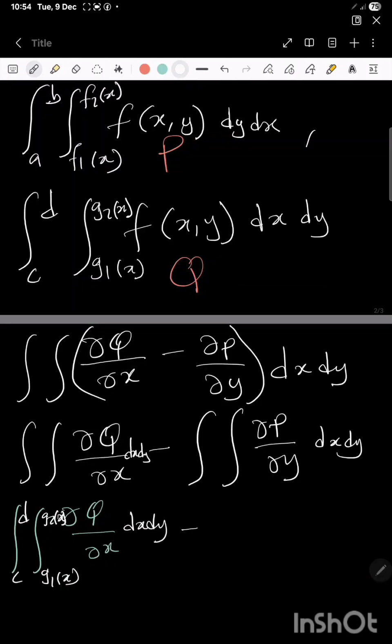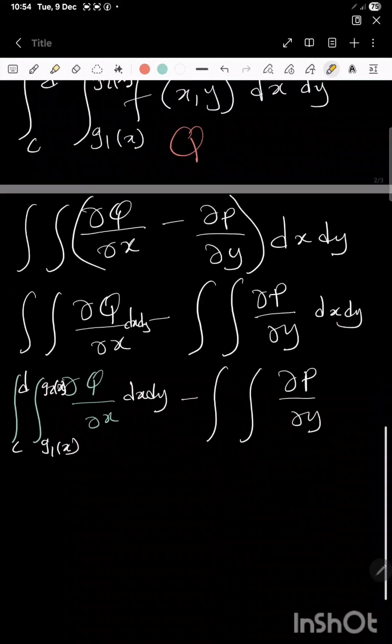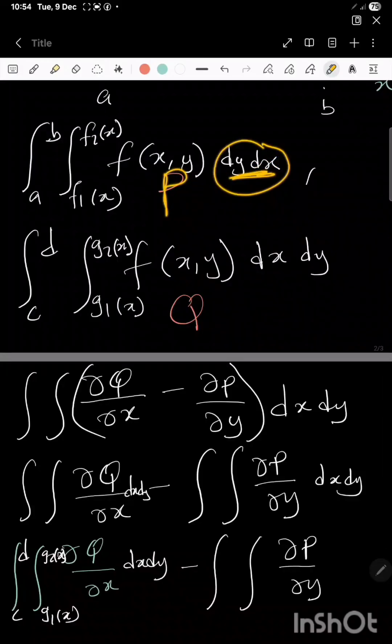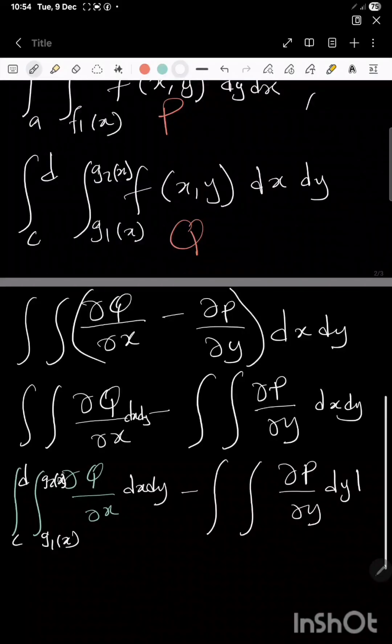And then we have the minus here. Then we also put the limits of the function P, which is ∂P/∂y. According to the assumptions that we made, P is integrated in the order of dy dx. So here, instead of putting this dx dy, we now put dy dx, because this is what we have in the assumption: the function of P should be integrated in that order.